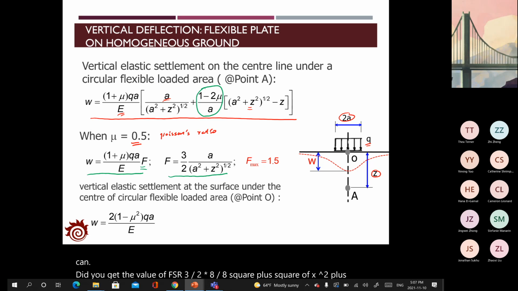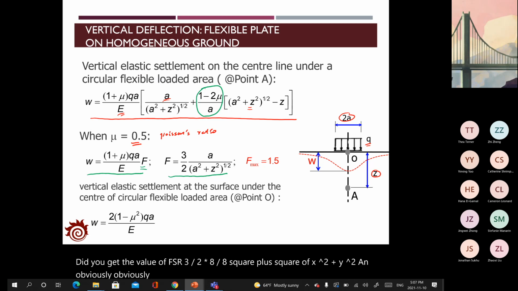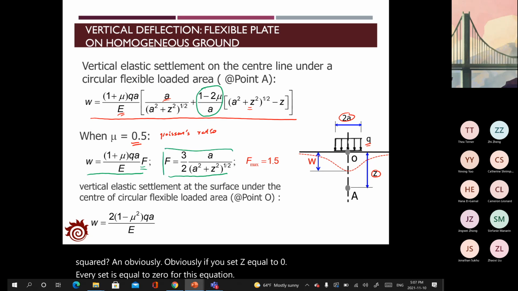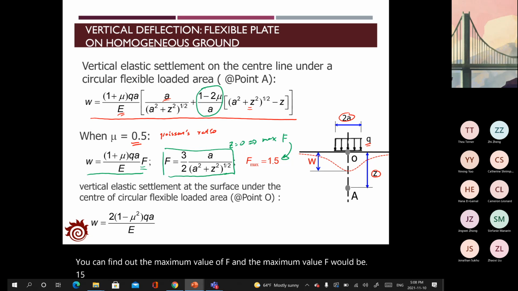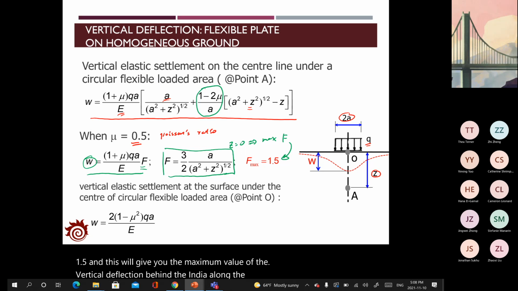And obviously, if we set Z equal to 0 for this equation, you can find the maximum value of F, and the maximum value of F would be 1.5. This will give you the maximum value of the vertical deflection along the center line of the contact area.